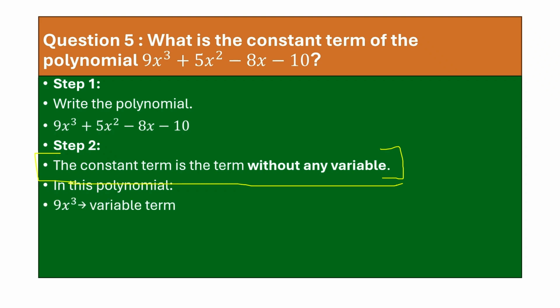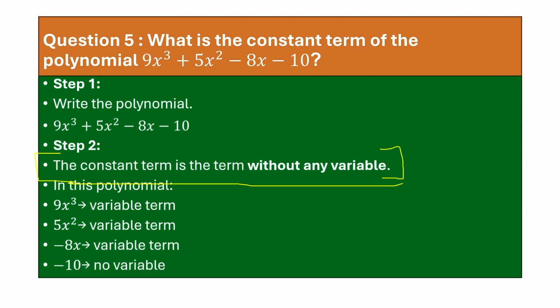So in this polynomial, 9x cubed is a variable term, 5x squared is a variable term, minus 8x is a variable term, but in minus 10, there is no variable.